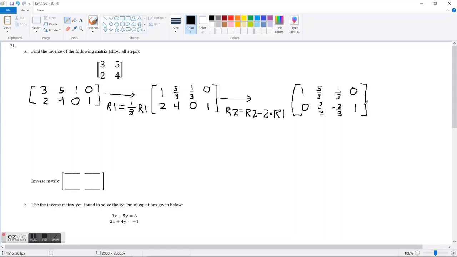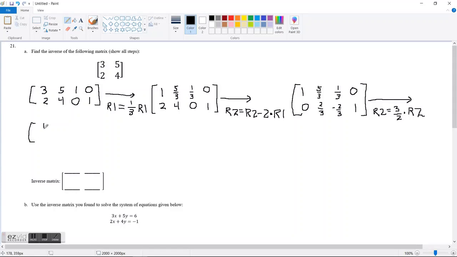Okay, now we have a 0 in the lower left corner. Now we need to get a 1 in the second position in the second row, so we're going to multiply the second row by 3/2. That will turn the 2/3 into a 1.